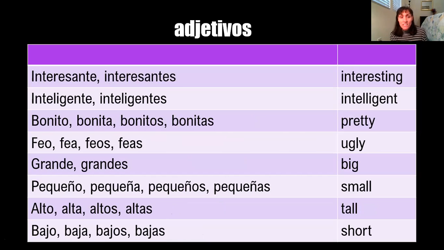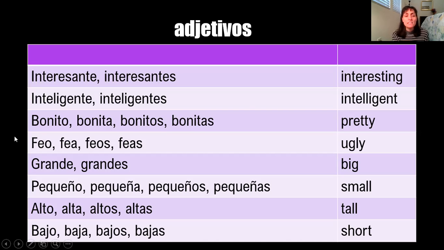Here's some other adjectives that have to agree. Interesante ends in an E, so you just add S to make it plural. Interesante goes with boys or girls. So un chico interesante, una chica interesante, un libro interesante, una mesa interesante. So because it ends in E, it can go with masculine or feminine. And then you just make it plural by adding S. Same with inteligente.